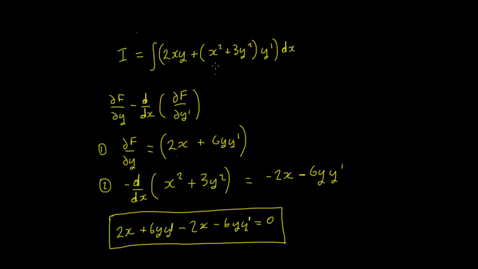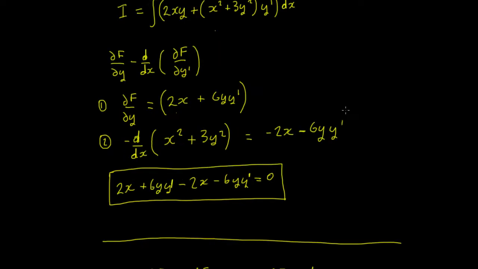That's the functional. Whenever we work through the Euler Lagrange for the functional, we get the terms here: 2x plus 6yy', and for the second part we end up with minus 2x minus 6yy', so when we add them together we end up getting 0. Again, I won't go through the whole proof of that. If you went through the previous videos, that'll be quite familiar to you.